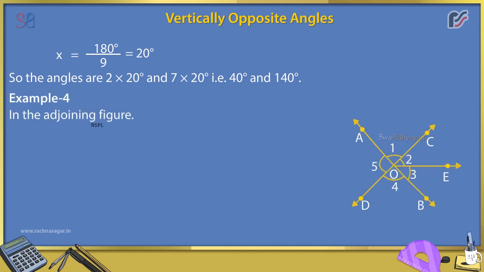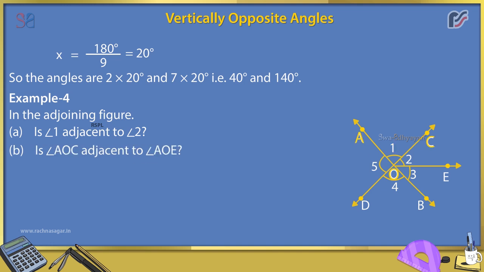Example 4. In the adjoining figure, A. Is angle 1 adjacent to angle 2? B. Is angle AOC adjacent to angle AOE? C. Does angle COE and angle EOD form a linear pair?